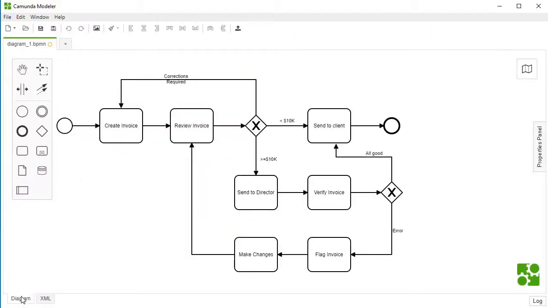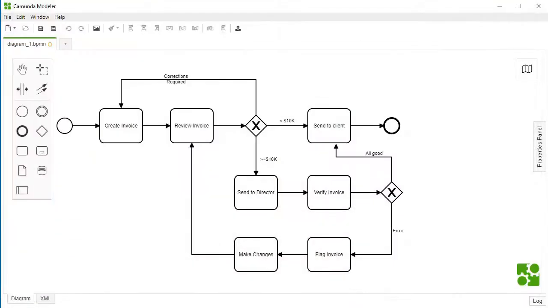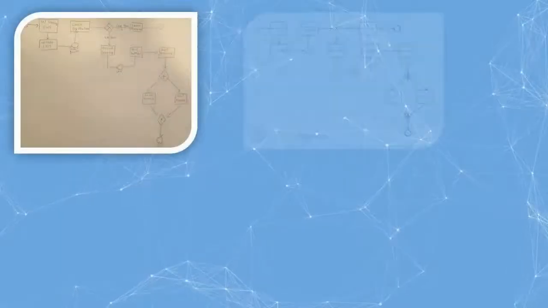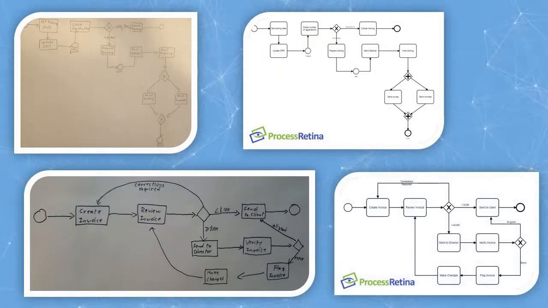Once again, a complete process map with text was generated from a photo input. Here's the input photo. And here's the outcome. As you saw in both examples, ProcessRetina's advanced AI is well capable of digitalizing images of complex flowcharts and process maps.